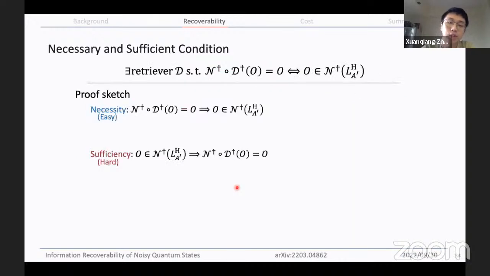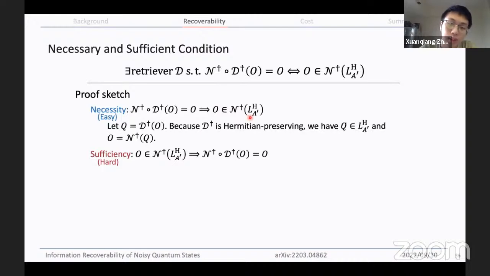The proof of this condition has two parts. The easy part is the necessity part. That is, if the minimum requirement is satisfied, then O is in the image of N dagger. This is because the map D dagger is still Hermitian preserving, so we can denote D dagger O by the observable Q, and so O is just the image of the observable Q under the map N dagger.